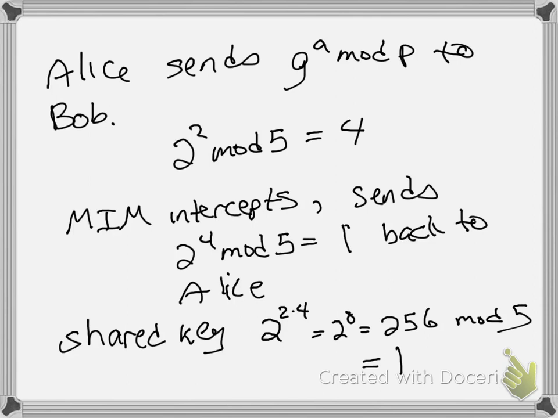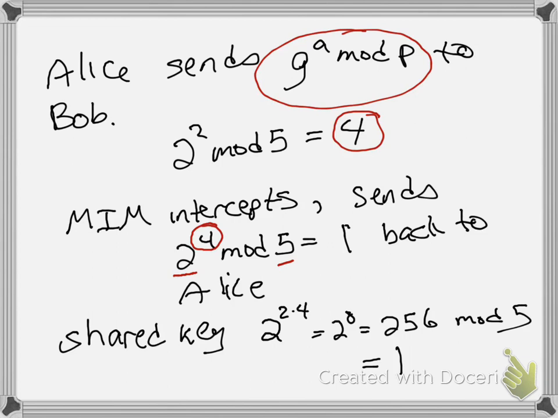So Alice sends g to the a mod p to Bob. So as we calculated in the last video, we get 4, and that's what Alice sends to Bob. However, the man in the middle intercepts and performs the same function, so the generator 2, the man in the middle's exponent 4 mod 5. So the man in the middle performs that calculation. In this case, we get 1. Sends the result back to Alice.